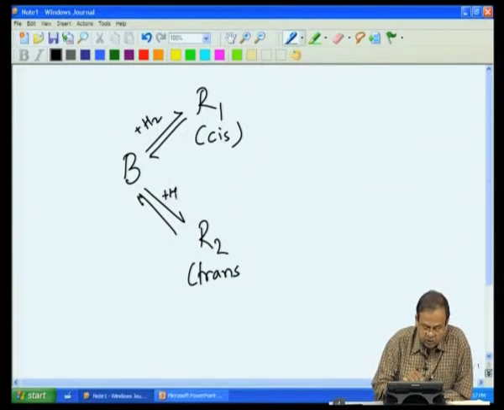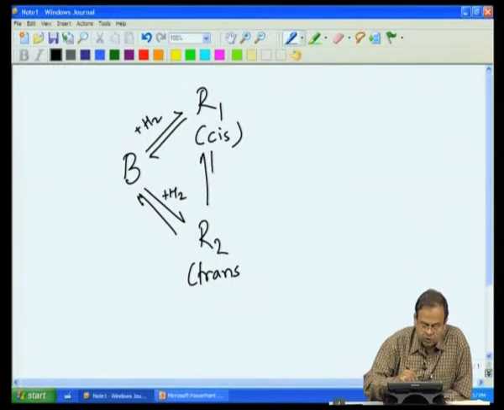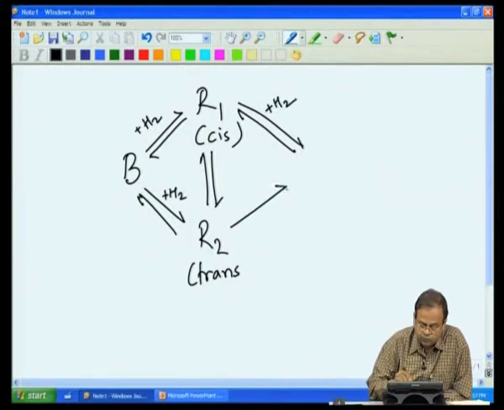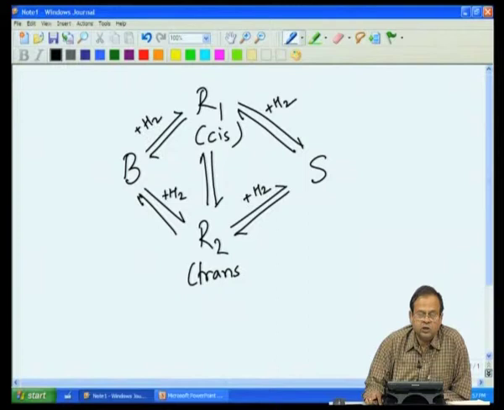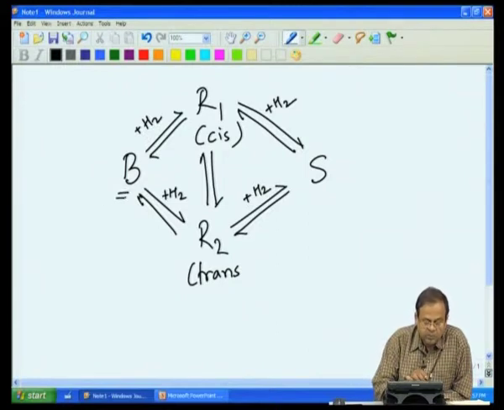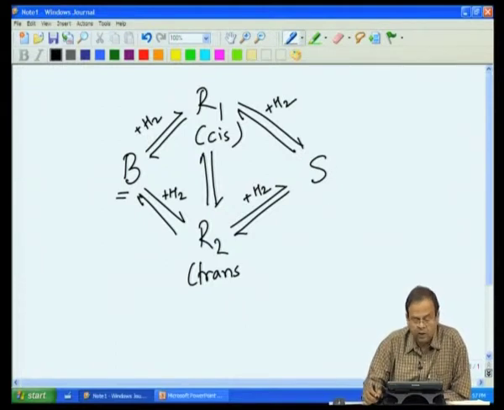So, once again plus H2, and there can be an isomerization between these two forms, and these in turn get further hydrogenated. So, let us say plus H2 to give fully saturated fatty acids. So, the species that are of interest to us are this B di-unsaturated, R1, R2 monounsaturated fatty acids, and S saturated fatty acids, as well as hydrogen.